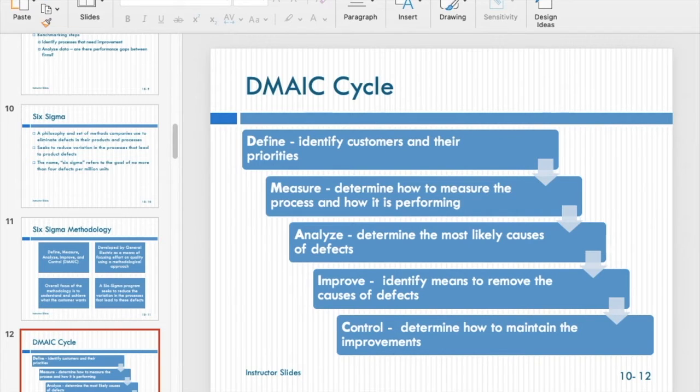It's a cycle. So that's the core idea of the Six Sigma approach.